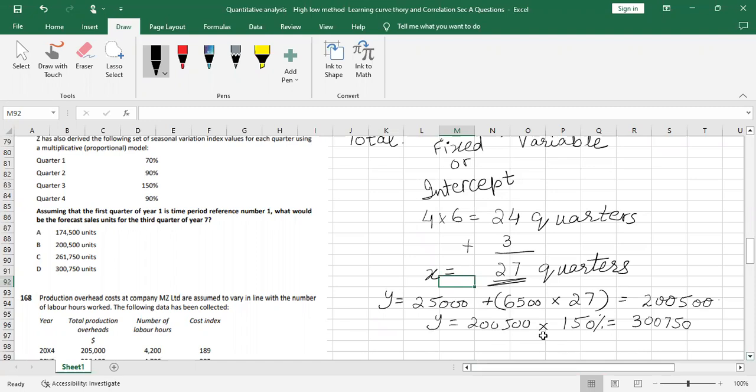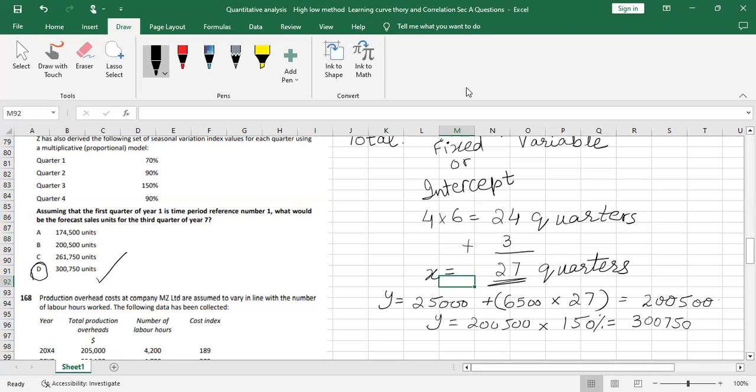Now we have this option, and this option is 300,750. So D is the correct answer. B is not the correct answer, but this option B is also available in the answers, which can create confusion in the actual exam. So attempt your exams quite carefully. Any question related to this MCQ?